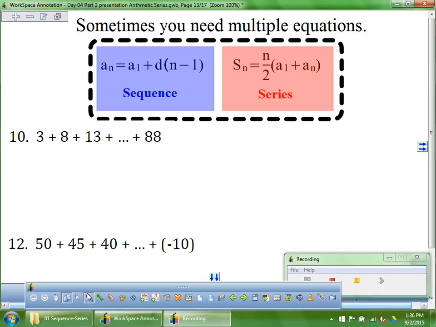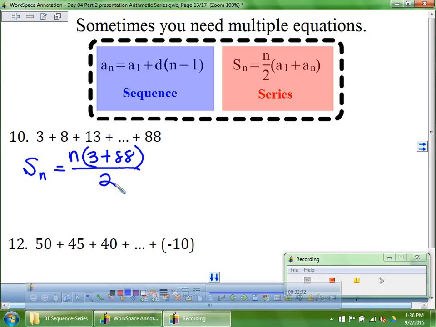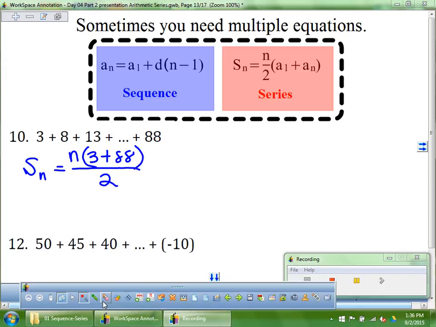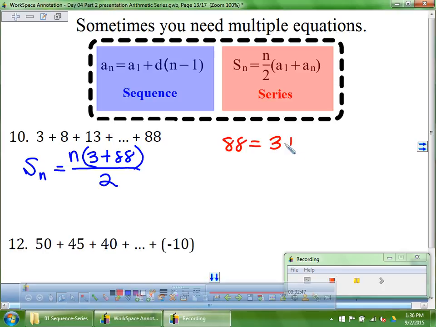Adding. So I need my series. Watch what happens. S sub n, I don't know how many. So I'm going to add the first one plus the last one, I don't know how many, and I'm going to divide by 2. Since I don't know how many, I'm now going to use this one. A sub n is my last term, which is 88. I know my first term, it's 3. I know my common difference, I'm going up by 5.